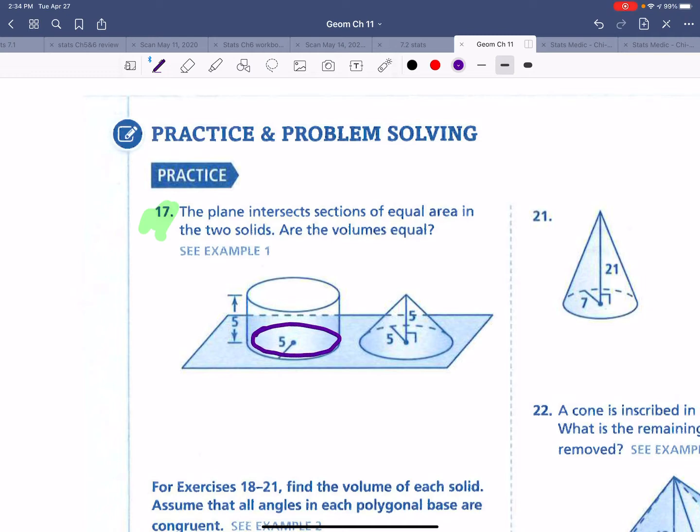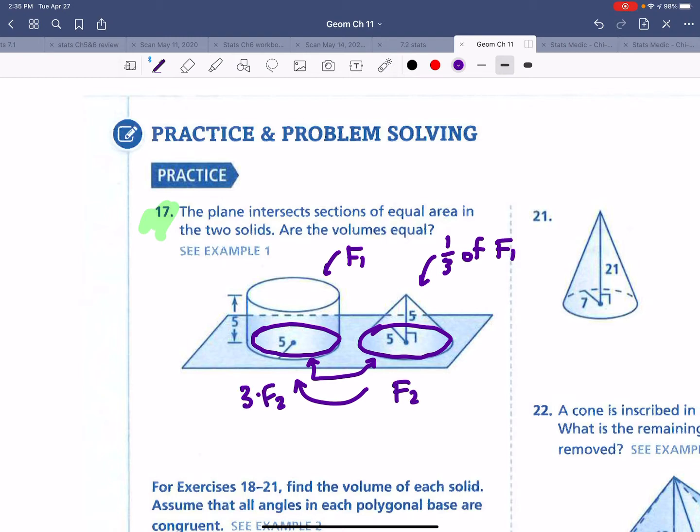All right, 17. A plane intersects sections of equal areas in two solids. Are the volumes equal? No. So just because we cut the circle, that's the same. These circles I sketched are the same. This volume is a third of this volume. So let's say this is figure 1. This volume is a third of figure 1. Or you could say this is figure 2. This is 3 times figure 2.